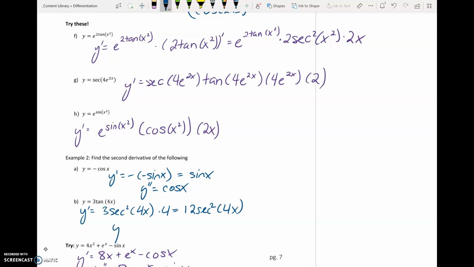And then we'll take the derivative of y prime. I'm going to leave the 12 alone because it's just a number. Then we want to take the derivative of secant squared. So the first thing you need to do is bring down the 2, subtract 1 from the exponent, so that's just going to be 1, and then leave the 4x alone. Then I want to take the derivative of 4x.